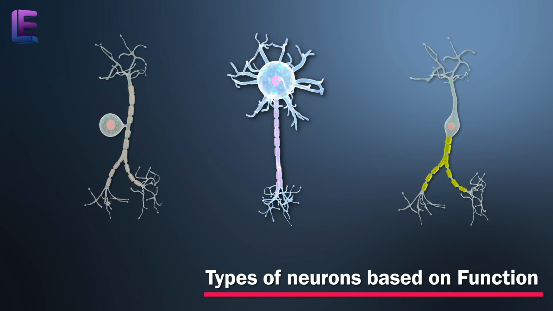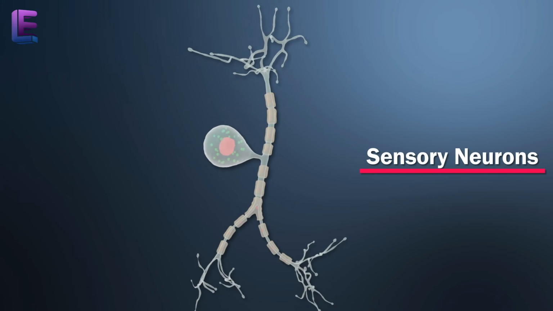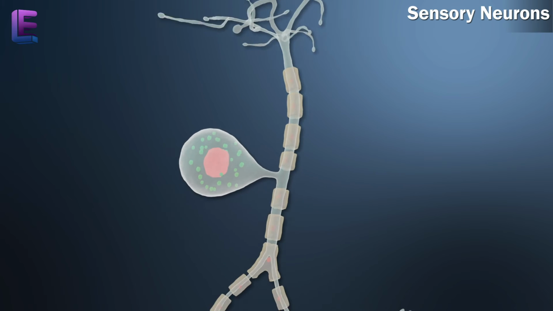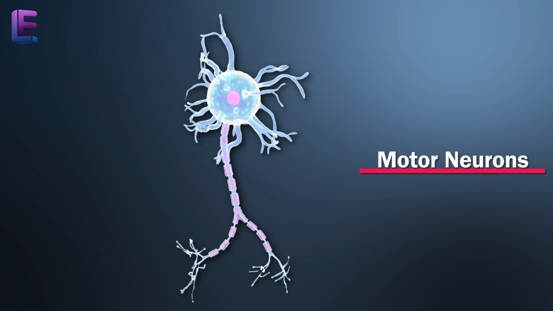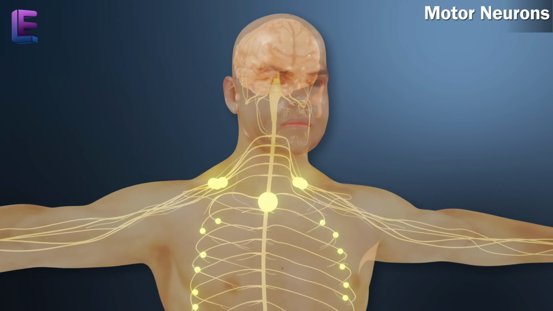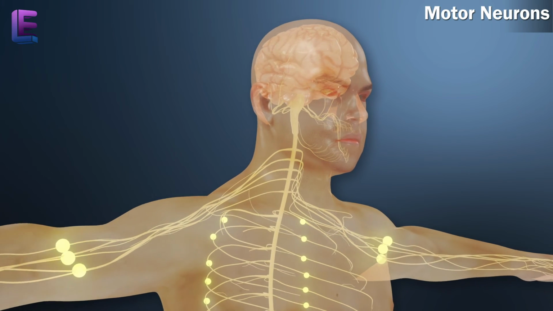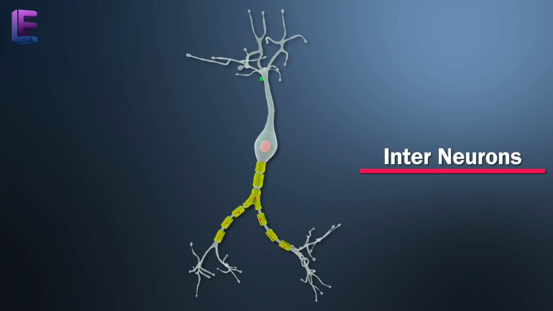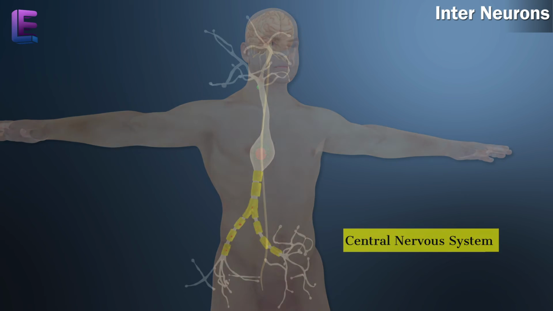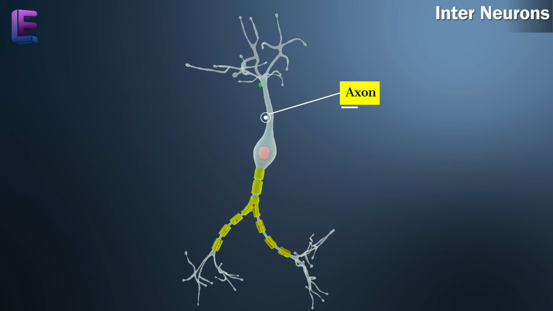Types of neurons based on function. Sensory neurons. They send the signals from the sense organs to the CNS. Motor neurons. They transmit signals from the CNS to the effectors like muscles, glands, etc. Interneurons. They are present in the CNS. They connect the sensory axons.